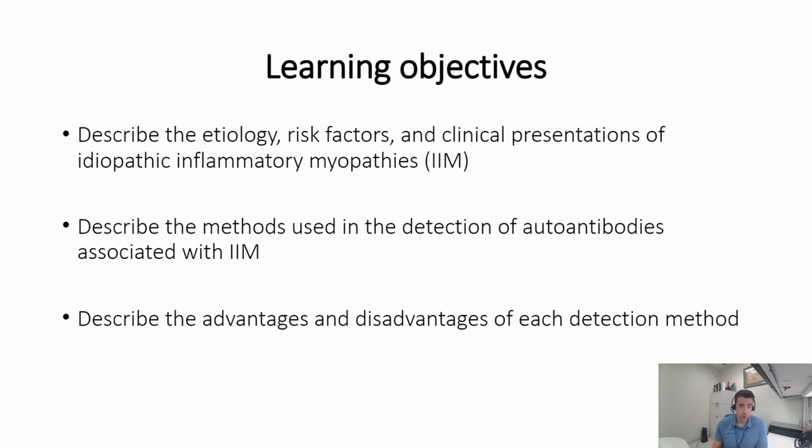The overall learning objectives today are to describe the etiology, risk factors, and clinical presentations for idiopathic inflammatory myopathies, to describe the methods used in the detection of autoantibodies associated with these myopathies, and to describe the advantages and disadvantages of each of the detection methods that can be used in idiopathic inflammatory myopathies.